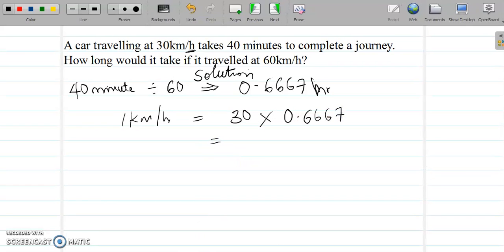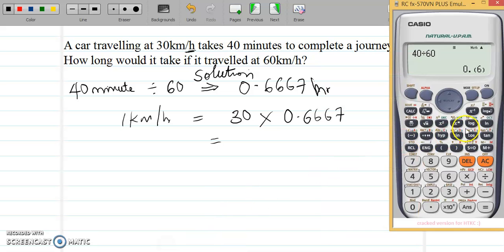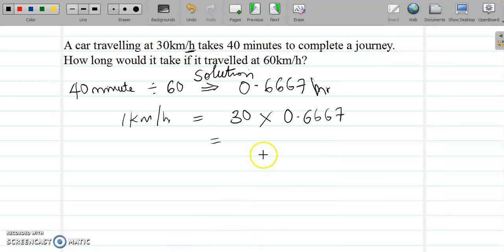Check. 30 multiplied by 0.6667. Okay, it's already multiplied by 30. We have it to be 20. So that gives us 20 kilometers. Now it asks, how long would it take if it traveled at 60 kilometers per hour? That means I'll divide it by what? 60.